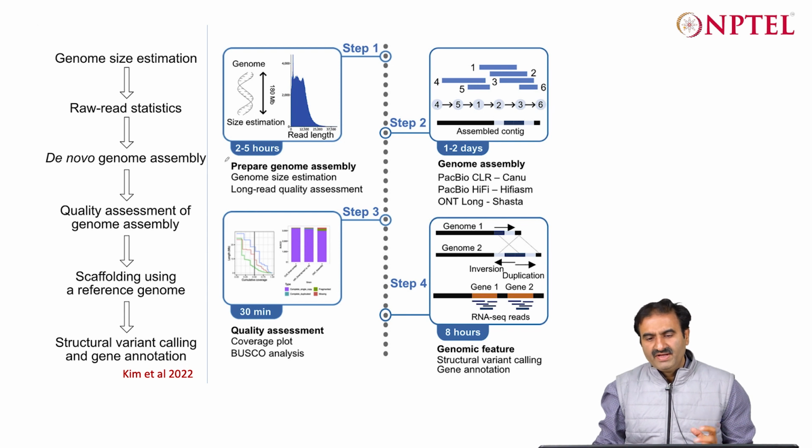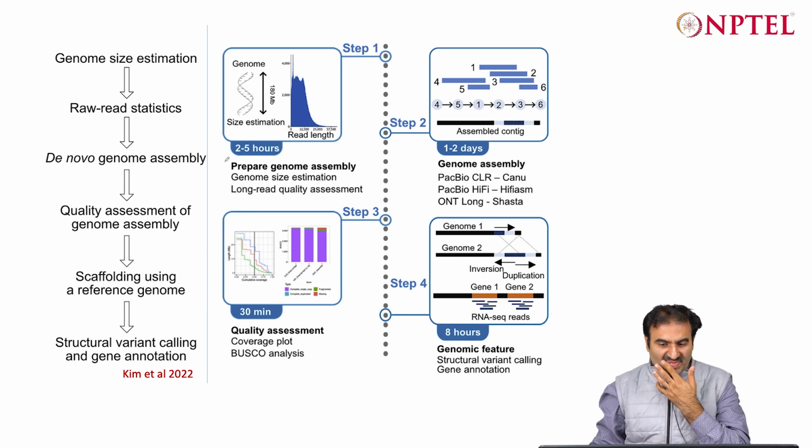It basically starts with genome size estimation and raw read statistics that we have done, then de novo assembly, and then quality assessment of the assembly, N50 and LAI or BUSCO, etc. Then scaffolding and building the complete chromosomes, and then calling structural variants or duplications, or the evolutionary analysis, including signs of adaptation, points of selection, etc.